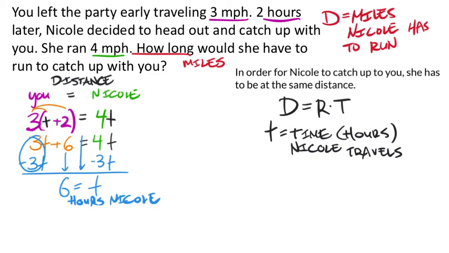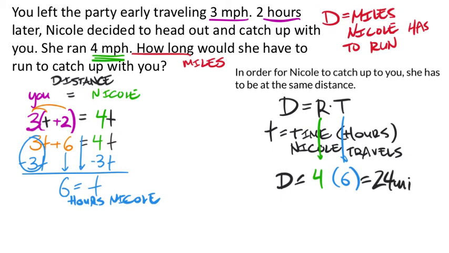We have the formula. We now know how many hours Nicole ran. She ran for 6 hours. We know from the problem that she ran at 4 miles per hour. That's a rate. 4 times 6. That's the distance that she ran. She ran for 24 miles, which, if I'm not mistaken, is close to or more than a marathon. But Nicole is going to run for 24 miles, and that would be our final answer right there.